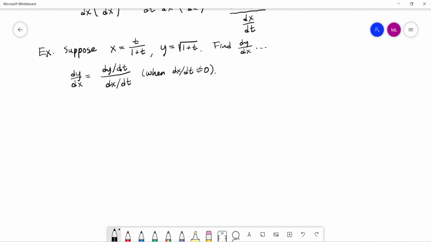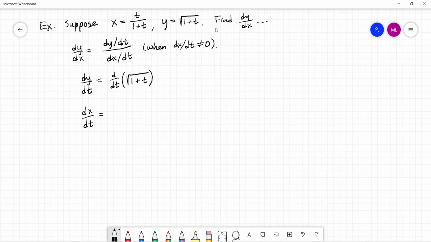So we just need to find those two pieces separately. We'll start with dy dt, and then we'll find dx dt. For dy dt, I need to take the derivative of this piece here. So it's d dt of the square root of 1 plus t.